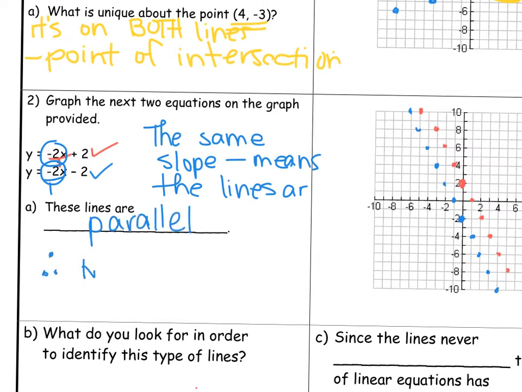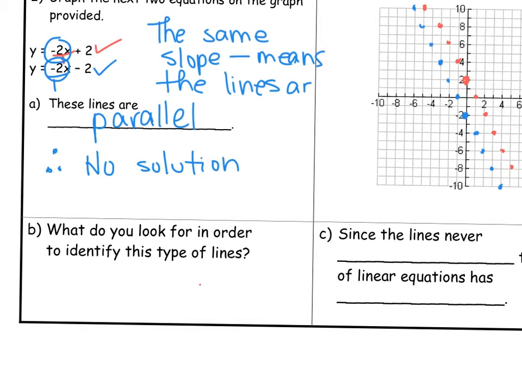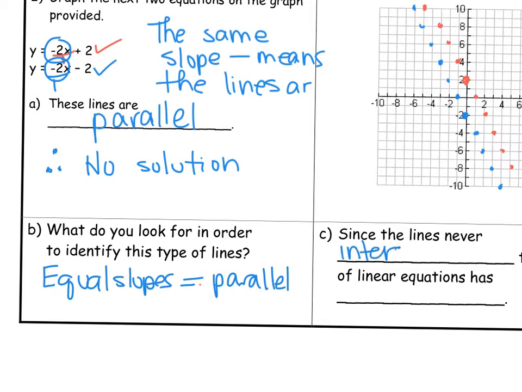Therefore, this system of equations has no solution because they will never intersect. There's no set of ordered pairs that will work in both of them, because these two lines are never going to meet. So what do you look for in order to identify these types of lines? You look for equal slopes. Equal slopes means that they are parallel. And since the lines never intersect, this system of linear equations has no solution.